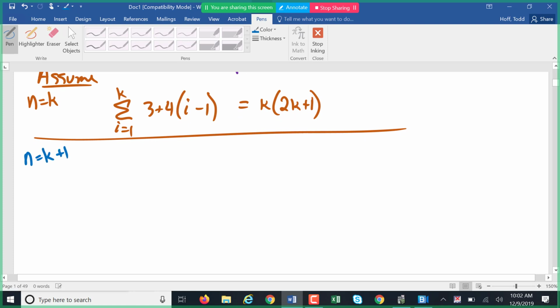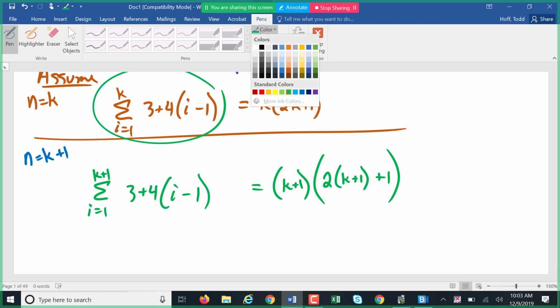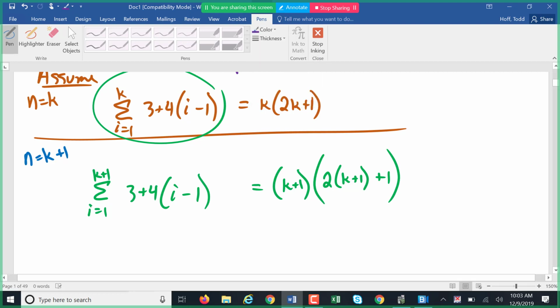So let's do this again. I'm going to do this parallel, side by side here. This would become the sum from i equals 1 to k plus 1 of 3 plus 4 times i minus 1, and that's it. Over here, this would become k plus 1 instead of k, times instead of 2 times k, it'd be 2 times k plus 1, then plus 1. So let's do the algebra on both sides, showing they're equivalent.